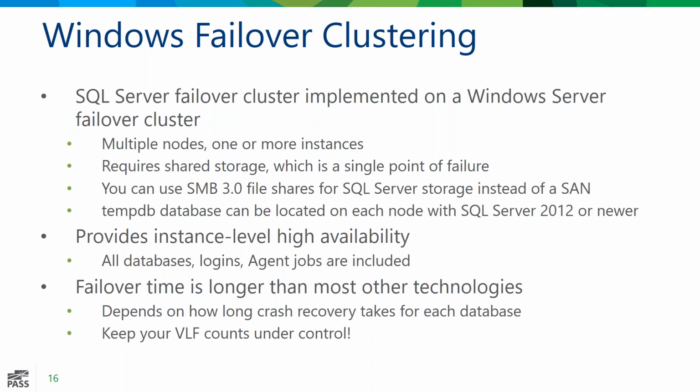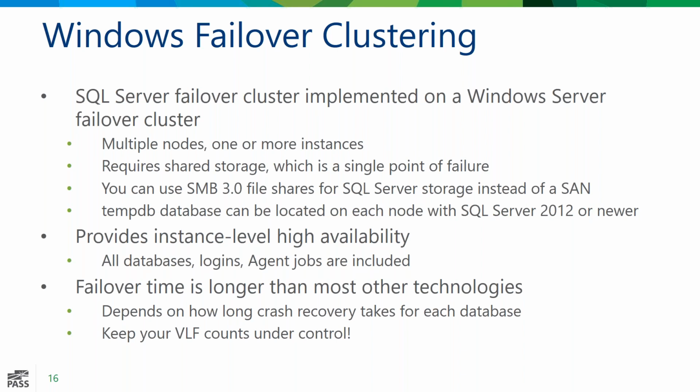No matter what your SAN vendor might want to tell you, the SAN could never fail. Never. Everything has triple redundancy. SANs can fail. And you can use SMB file shares, and you can use newer technologies like Storage Spaces Direct in Windows Server 2016 to avoid using a SAN for your shared storage. And if you have SQL Server 2012 or newer, you can move TempDB off of the SAN onto each local node to get better performance and to take that TempDB load off of the SAN.